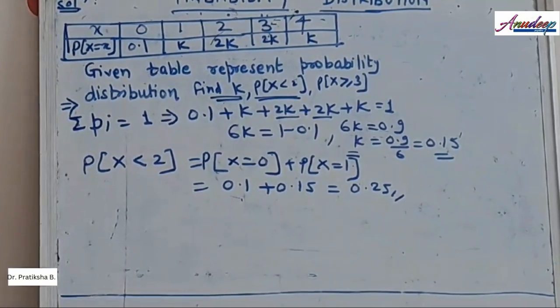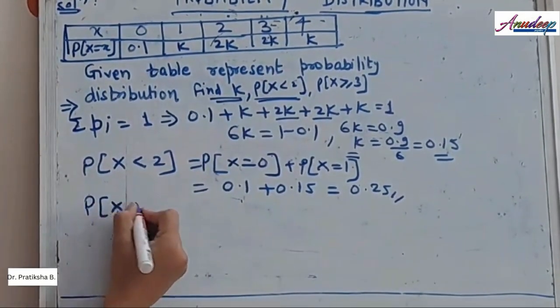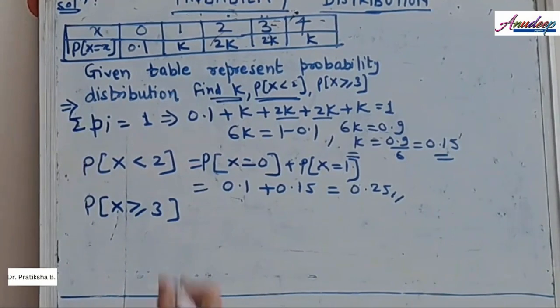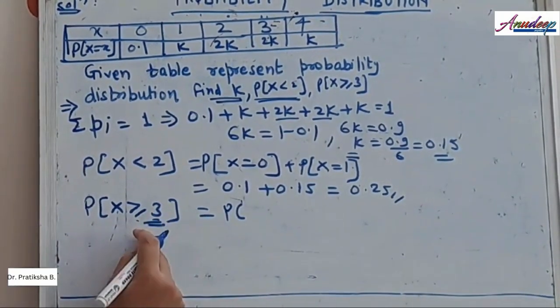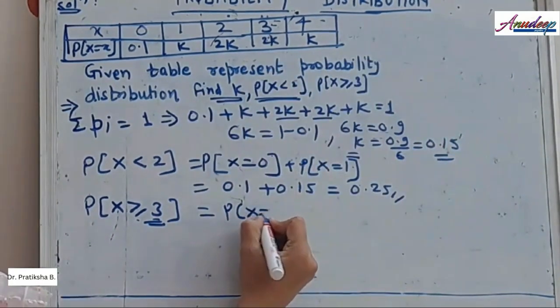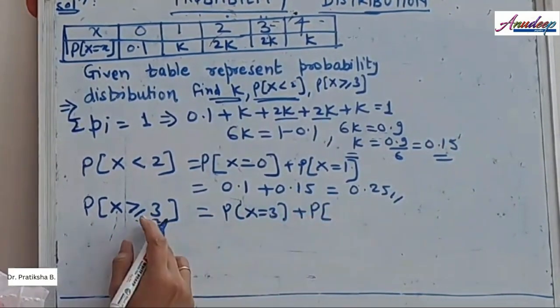Now for the second one, third is the probability that you have to find out when x is greater than or equal to 3. So now tell me what are the values this random variable x can take. X is greater than, so it will start from the value 3 onwards. So it will be capital X taking a value 3 plus probability that it is equal to 4.